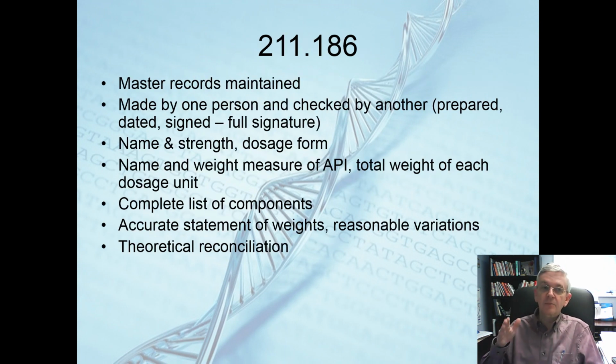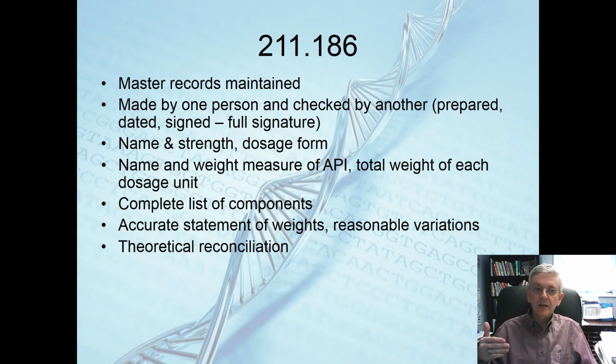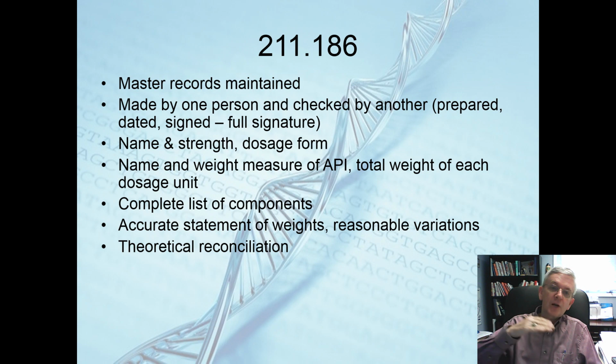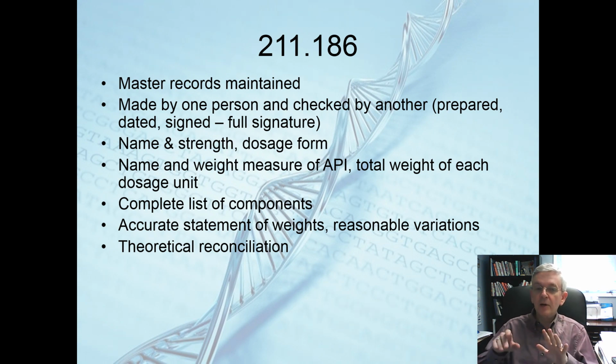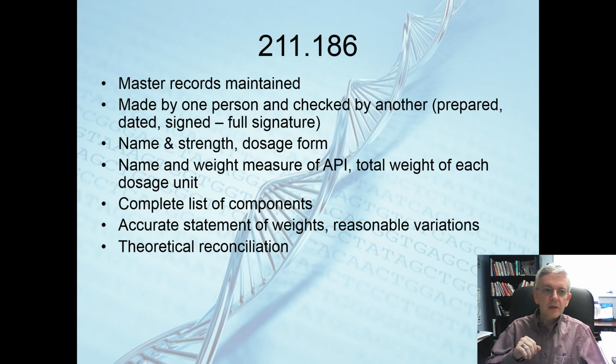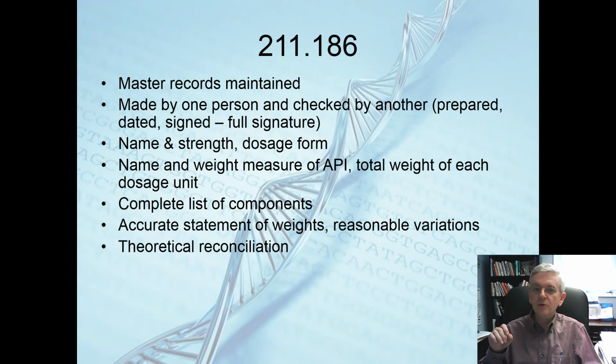186 says that master records shall be maintained. They're made effective by one person. They're checked by another person. As you prepare those records to be issued to operations, it'll have the name and strength, the dosage form, the name and weight of the API, total weight of each dosage unit, a complete list of components, an accurate statement of weights, reasonable variations of those weights, and theoretical reconciliation.